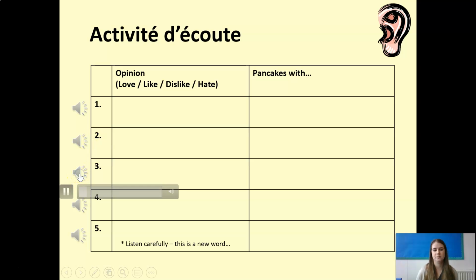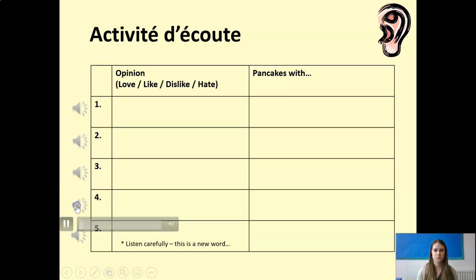Number 3. Je déteste les crêpes avec le fromage. Number 3 again. Je déteste les crêpes avec le fromage. Need time, pause the video.